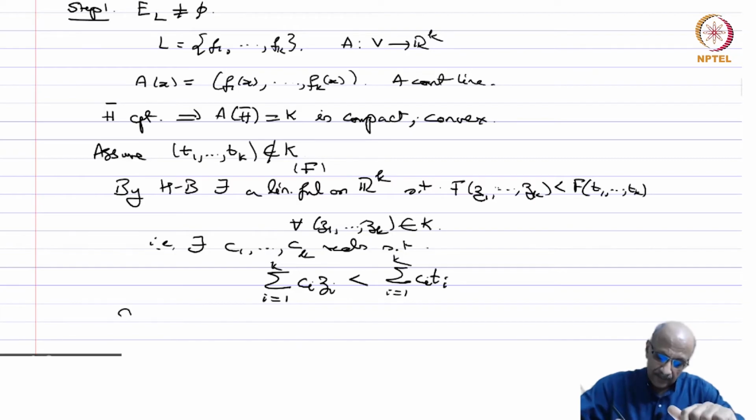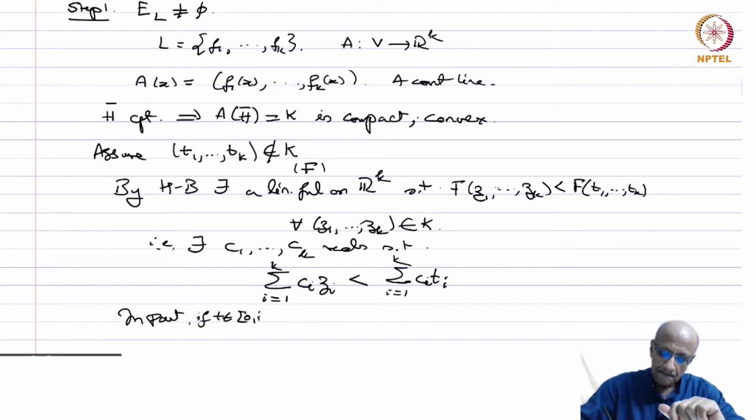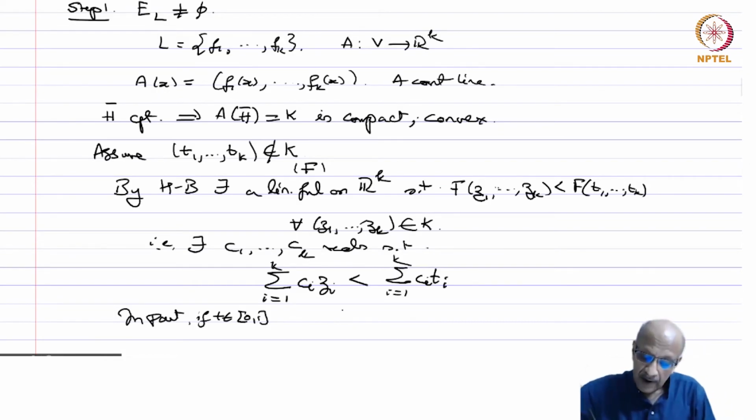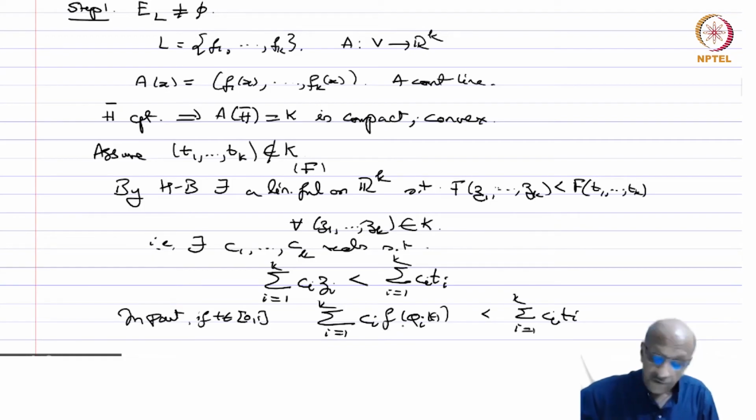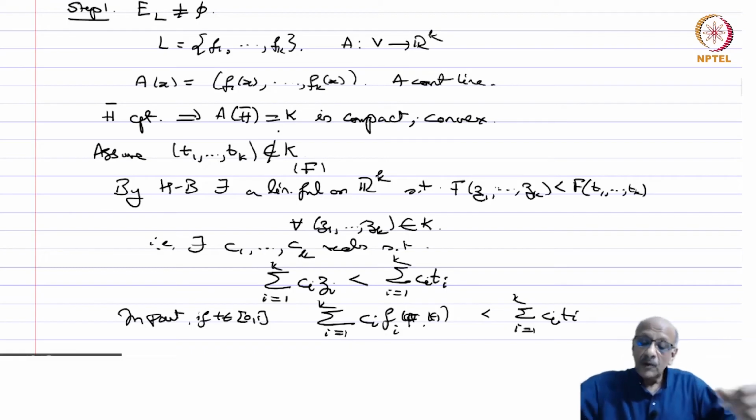And in particular, if t belongs to 0, 1, you have sigma i equals 1 to k c_i f_i of phi of t is strictly less than sigma c_i T_i, because A is the mapping f1, f2, ..., fk, and its image under H bar is K. So, therefore, this is true. So, now let us integrate this.